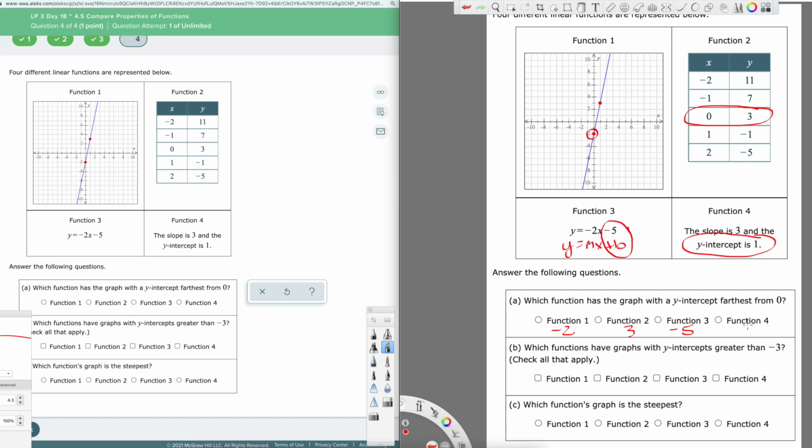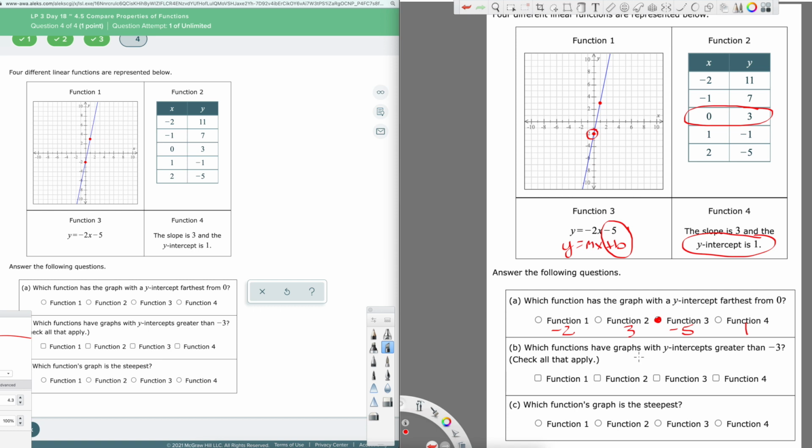So which one is the farthest from 0? That would be -5, because it's not the greatest. 3 is the greatest, but 5 is farther from 0 than 3, because it's -5 units to the left, or down, actually. So it would be function 3.